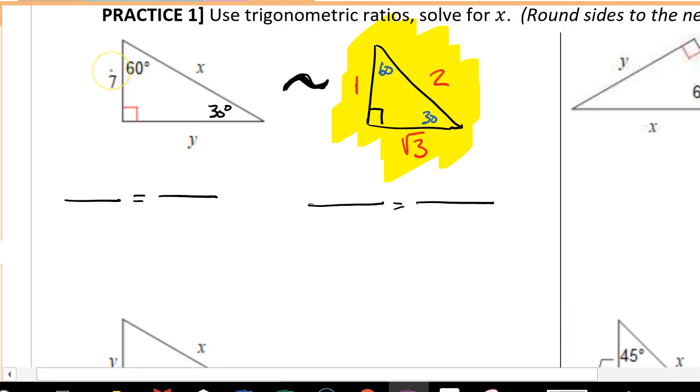The only side length that has a number on both is this 7, the side across from the 30, and this 1, the side across from the 30. So we'll create 7 over 1 in both triangles.